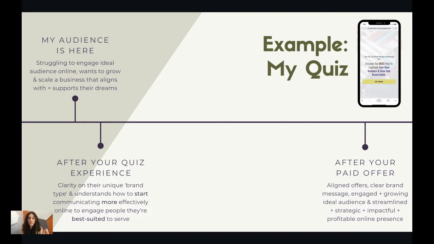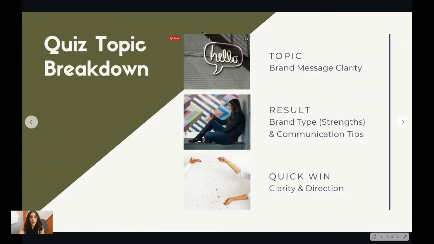So once they take my quiz, they experience that little 5% of progress, that quick win, because they gain clarity on their unique brand type, which helps them to understand their brand strengths. Then they understand how to start communicating more effectively online to engage the people that they are best suited to serve. So they start to gain that sense of clarity around their brand and direction regarding how to communicate more effectively online. Okay, so I'll just keep myself super small for now.